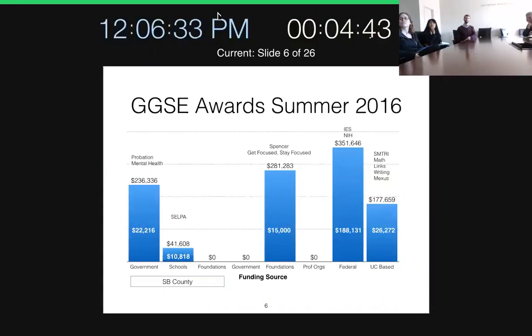So we actually had a little over $1.1 million in funding during the summer. These are the sources of that funding, which reflect our typical profile. County government agencies, probation and mental health primarily, SELPA, school, Santa Barbara County Office of Education, some foundations, Spencer, Get Focused, Stay Focused were the sources of funding during the summer. We've had 2 federal grants that are coming in through IES and 1 through NIH. And then we have a smattering of other UC focused primarily grants.